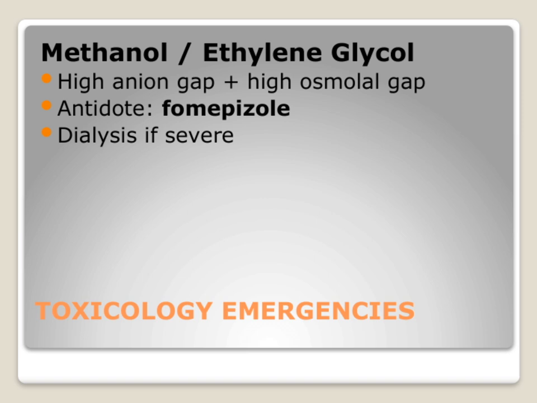It works by inhibiting alcohol dehydrogenase, the enzyme responsible for converting these substances into their toxic metabolites. If the poisoning is severe, dialysis is often necessary to rapidly remove the toxins from the bloodstream. Understanding these toxicology emergencies is crucial because prompt recognition and treatment can significantly improve outcomes. So always keep in mind the characteristic lab findings and the appropriate antidotal therapy when managing these cases.